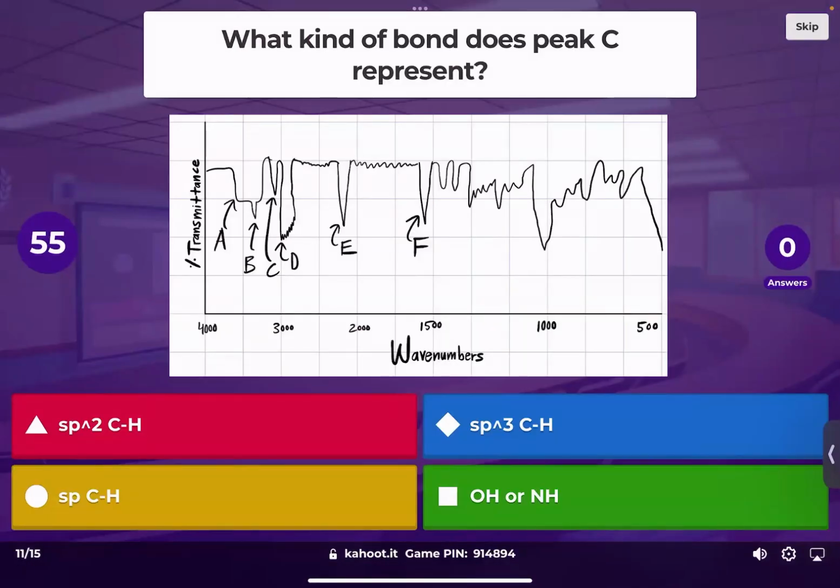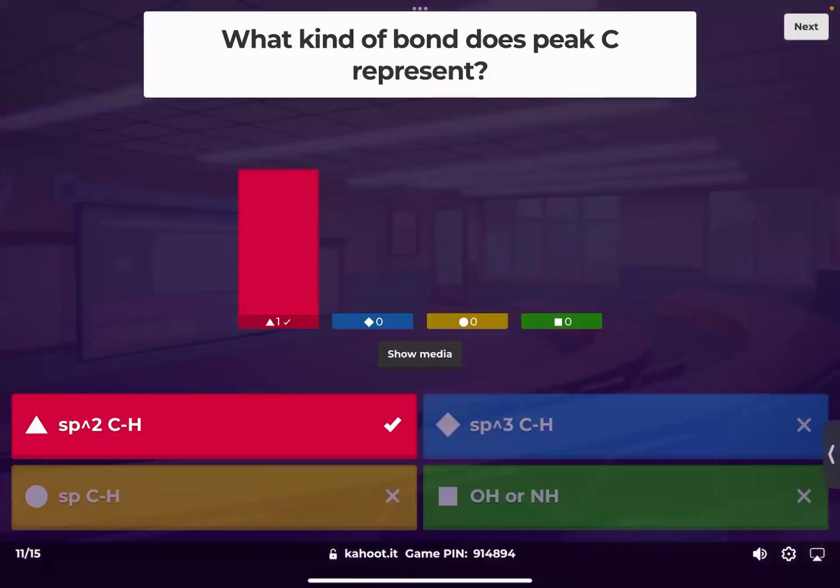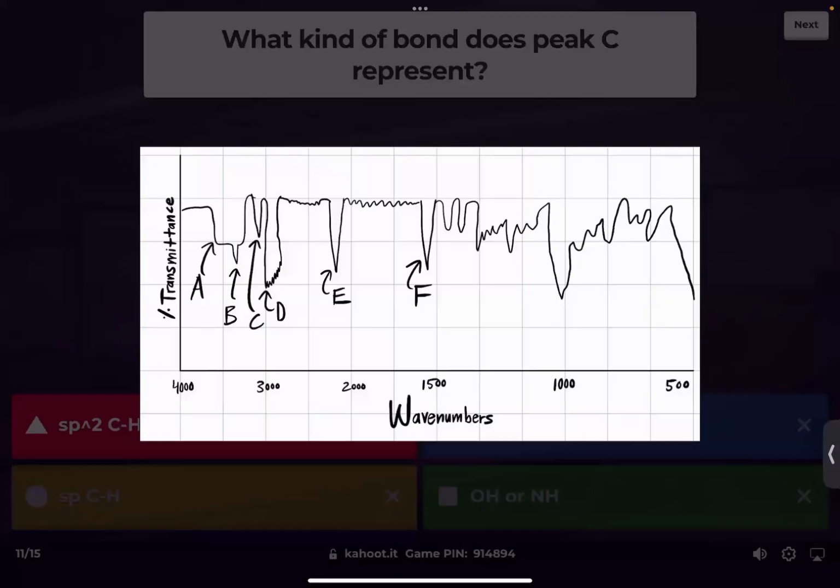Which kind of bond was this? Oh, I think this is the SP. I agree. But what if the SP is right on the 3000? No, it's after the 3000. Yeah, it's the SP3. Did I say 3 or 2? Is it 2? Oh, okay, I already forgot.